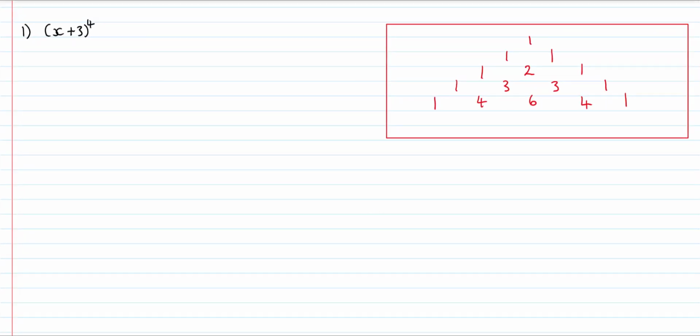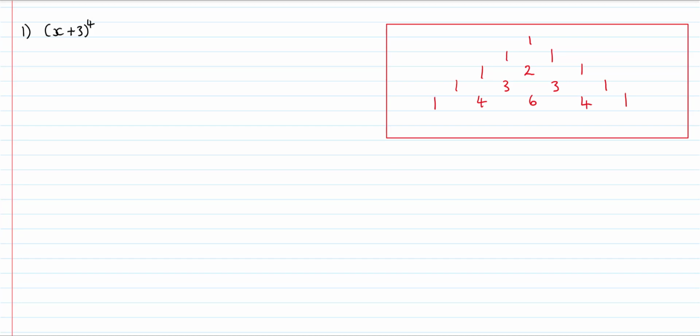Question 1. We're going to expand (x + 3)^4, and we can use Pascal's triangle to help us. In this red box, we've got the first 4 rows of Pascal's triangle written out, and they will give us the coefficients that we need.